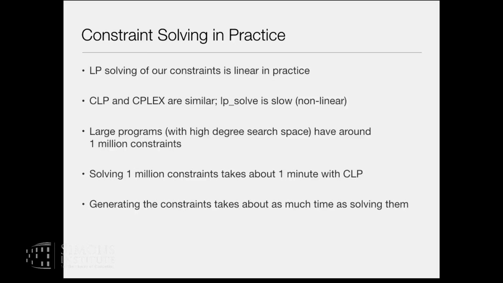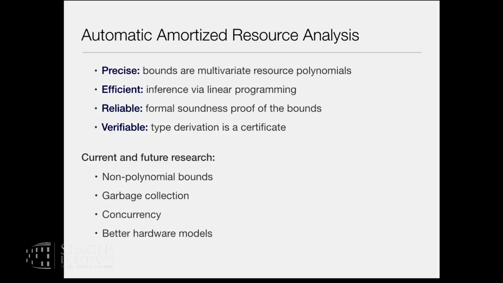So that's all I have. I talked about this automatic amortized resource analysis that we developed. It's very precise, as I hope I have demonstrated, because the bounds are these multivariate resource polynomials that are very good at describing precisely the cost of your programs. We use LP solving, which is efficient. We have a form of soundness proof with respect to cost semantics, and you can even take the type derivation and ship it with your program as a certificate of the bound.